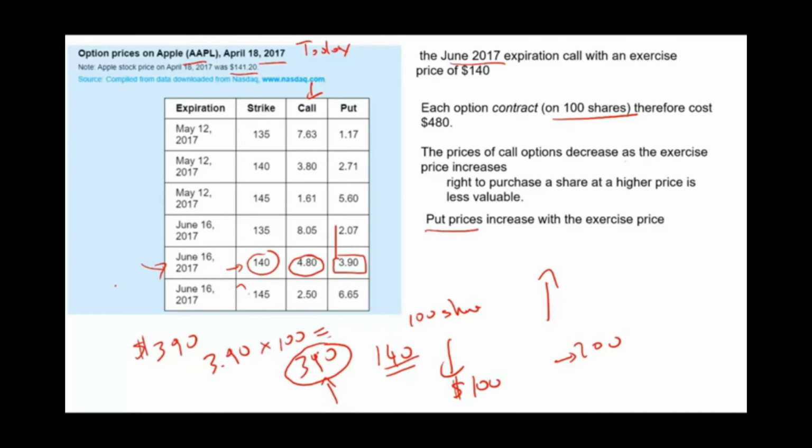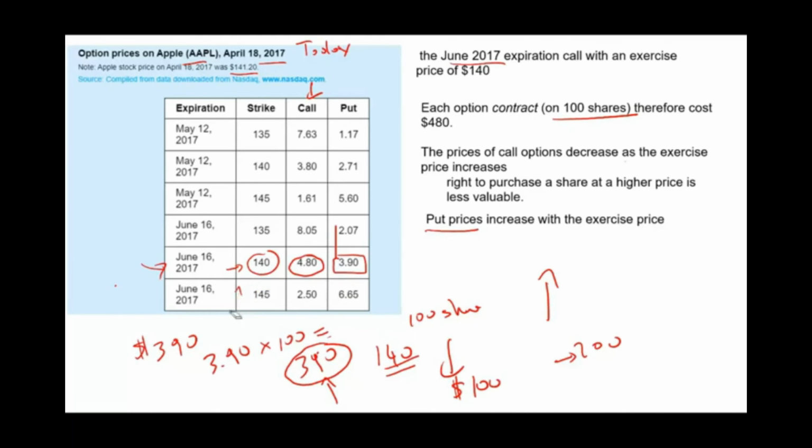So if you want to sell the same 100 shares at 145, if you want to sell for a higher price, you have to pay a higher premium because you are guaranteeing your stock at 145 rather than 140. Okay. But remember, you have to pay a premium. You have to pay a premium.